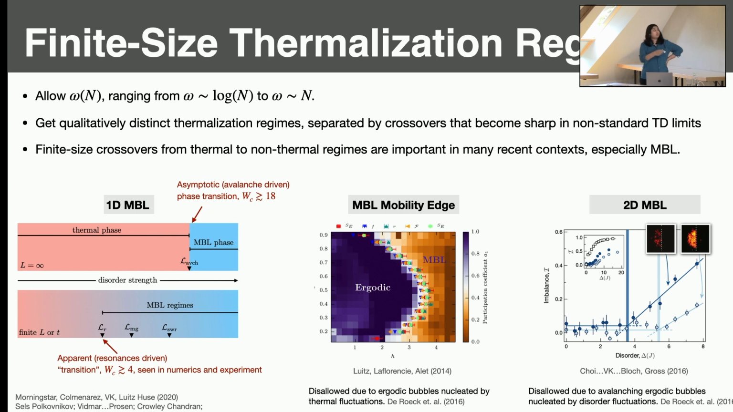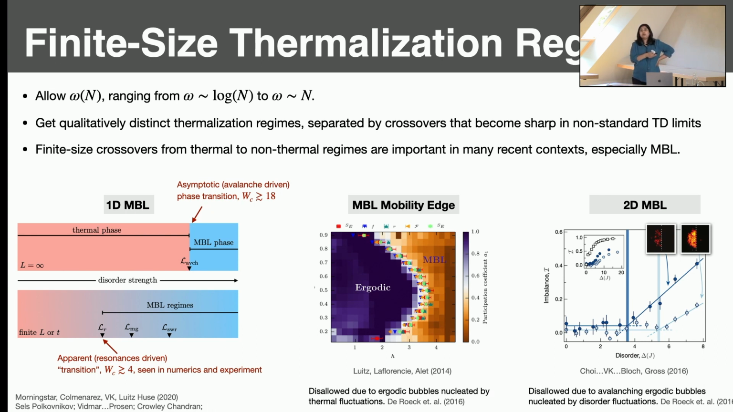So almost all the numerics and experiments that have been done in MBL are in fact probing a finite size or time crossover from a thermal to a non-thermal regime. And the universal properties of this crossover could be very, very different. Indeed, they're driven by resonances and not by avalanches. These could be very different from the asymptotic properties of the phase transition, which we understand through various RG treatments, okay? So there's this big separation there, and we have to really take steps in understanding what's going on here, okay?